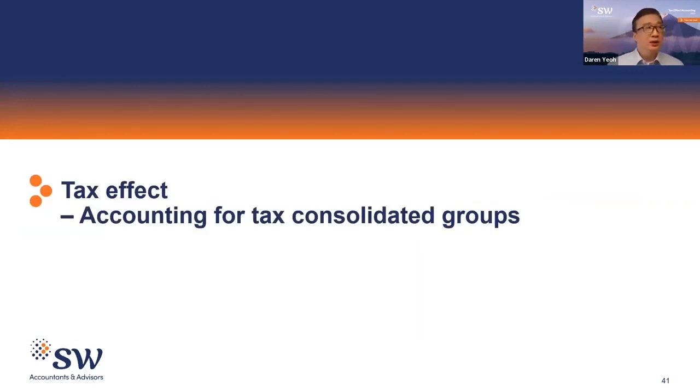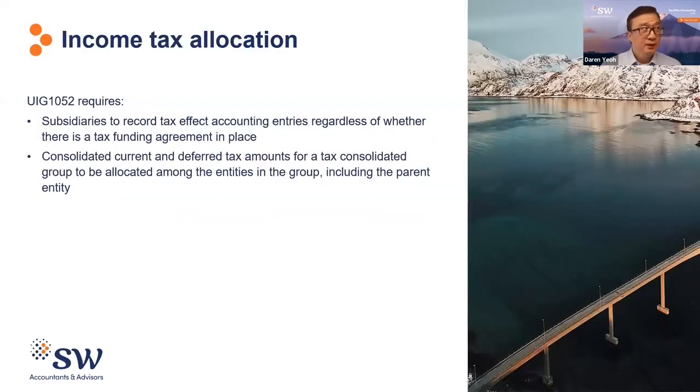Okay, so now we'll look at the accounting for tax consolidated groups. The relevant pronouncement will be UIG 1052, which requires subsidiaries to record their tax effect accounting entries, regardless of whether a tax funding agreement is in place. So we'll discuss what that is.